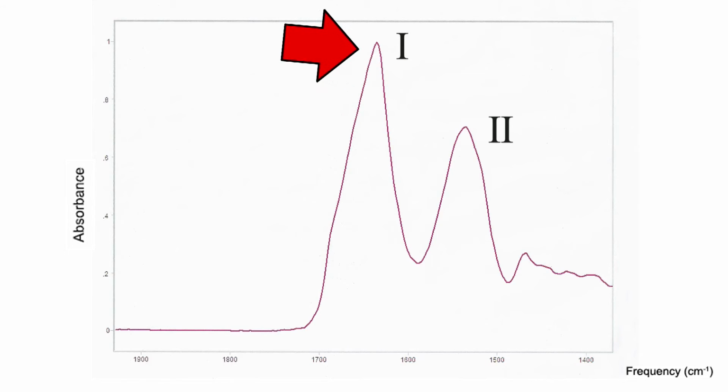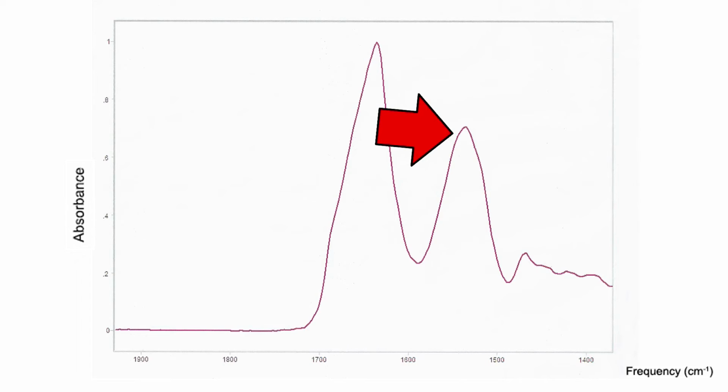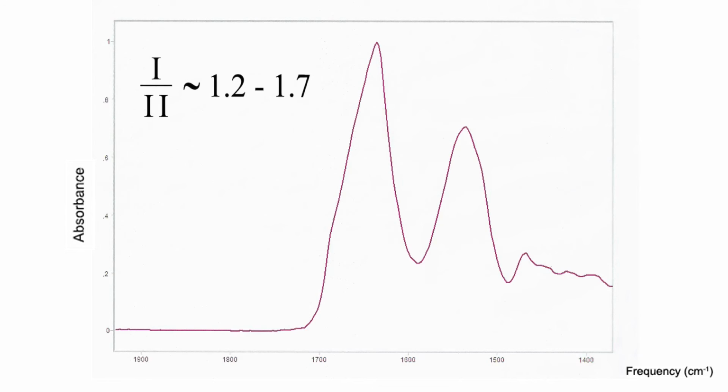Probably the most important criterion to judge if you have a good FTIR spectrum of a protein is the ratio of the amide 1 and 2 band. That ratio has to be between 1.2 and 1.7. If the ratio falls outside of that region, you either over-subtracted or under-subtracted your water or your buffer.